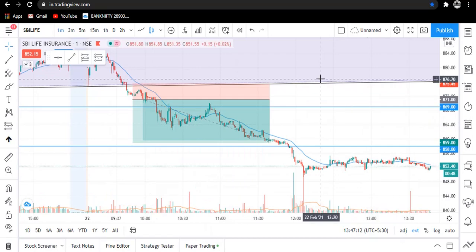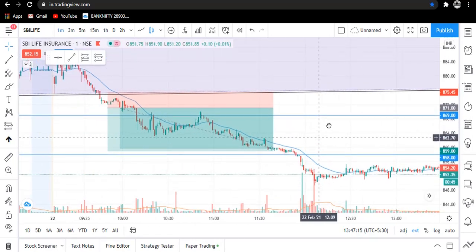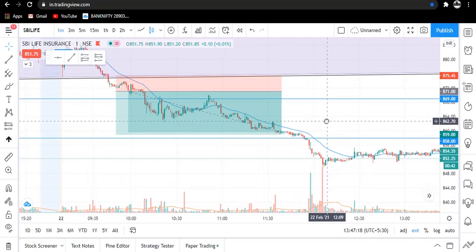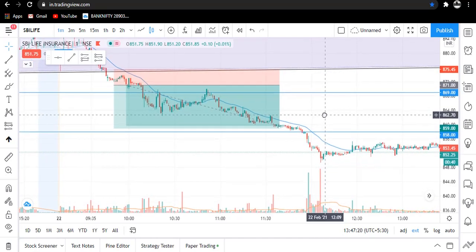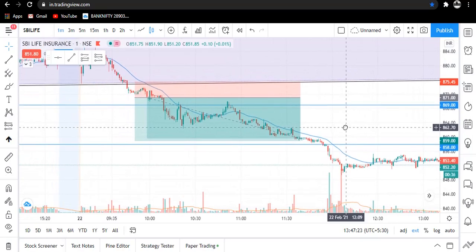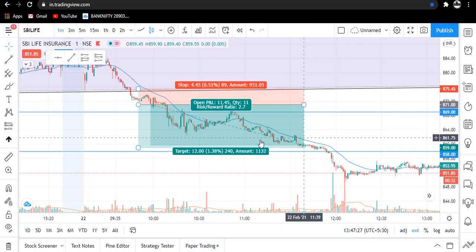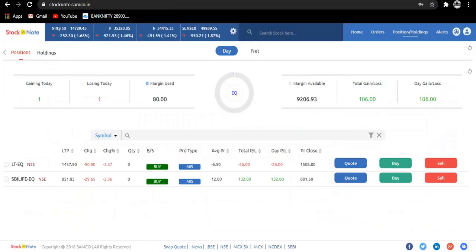So traders, here you can see our target was achieved, and after triggering our target it also went further downside. Here you can see it gave very good momentum. So traders, this was our today's trade. Now let me show you the profit.